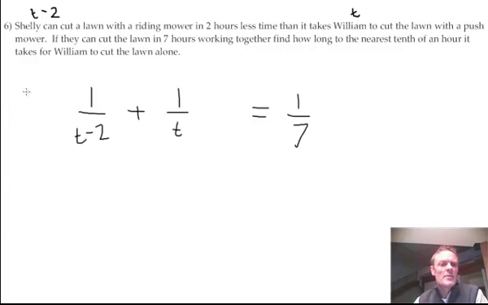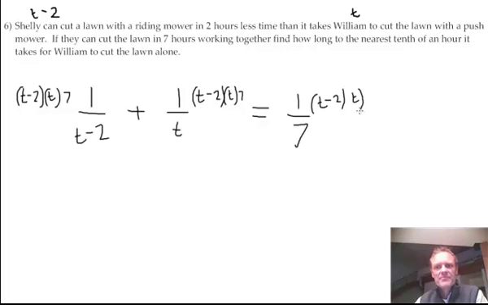So I've got to multiply this by a t minus 2, a t, and a 7. I've got to multiply this by a t minus 2, a t, and a 7. I've got to multiply this by a t minus 2, a t, and a 7. Basically I've got to multiply by everything to get rid of those denominators, all 3 things. But this is where you can cancel, so here we go, look over here.